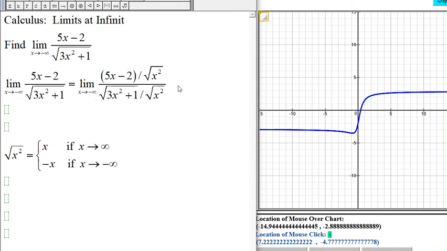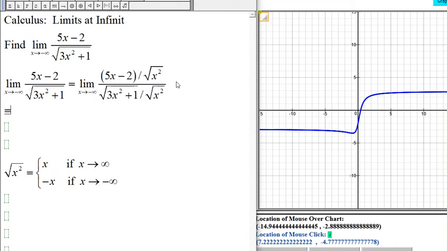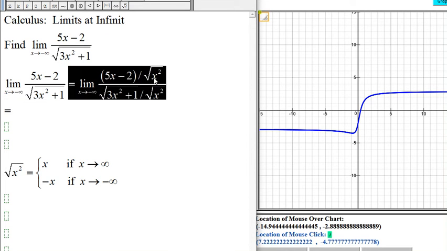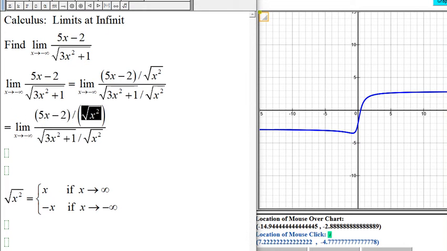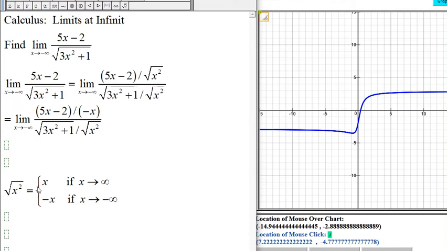And then the other thing that we have to be careful about is this square root of x squared. It could be x, it could be negative x, depending on where x is going. So in this case, x is going towards negative infinity, meaning x would be a negative number. And therefore the square root of x squared is negative x. And so in the place of the square root of x squared here, we have negative x. If we put x, then we will get the wrong answer.